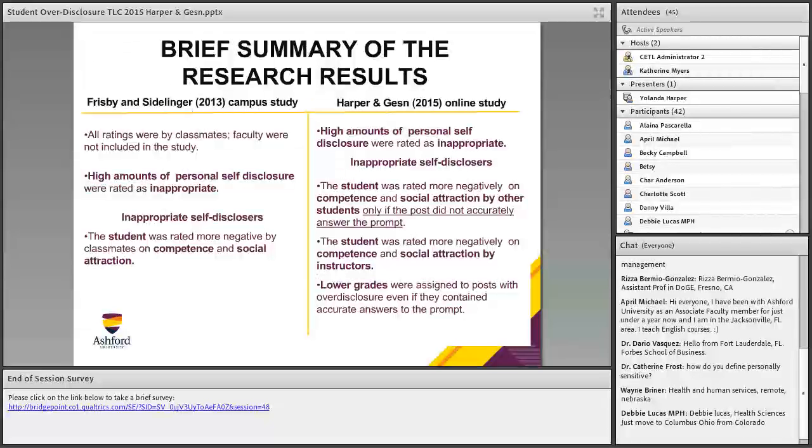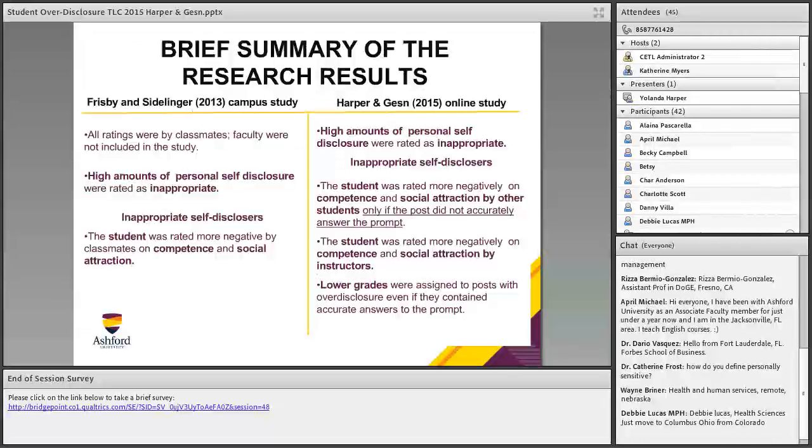In our study, we found that students, for the most part, separated the response from the student as long as the student answered the question or the discussion prompt with relevant academic content. Ratings of competency and social attraction were more influenced by the academic content than the personal disclosure level for students.